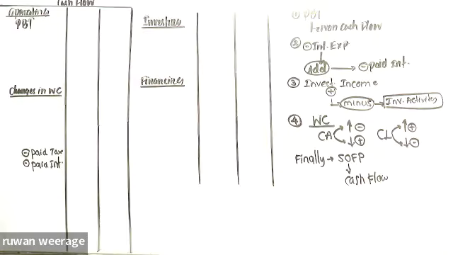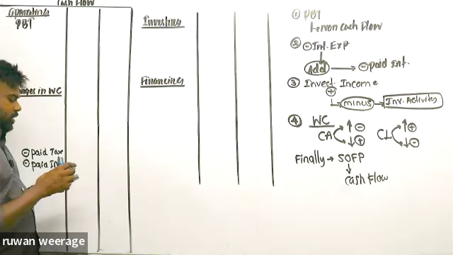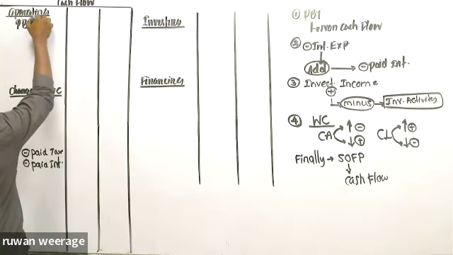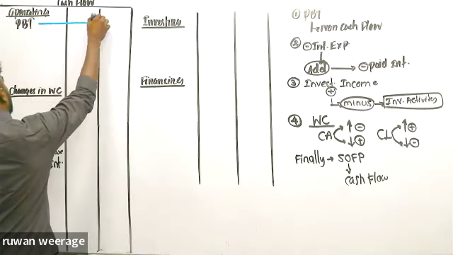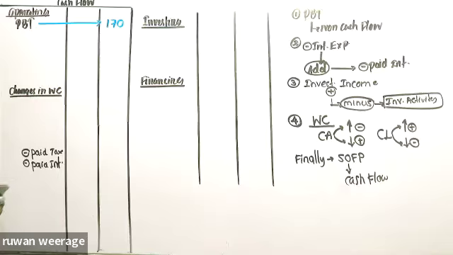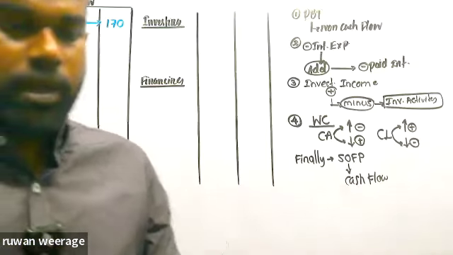Right. Now, first of all, tell me how much was the profit before tax? See if it is there, profit before tax 170. Record it. 170,000. Clear?